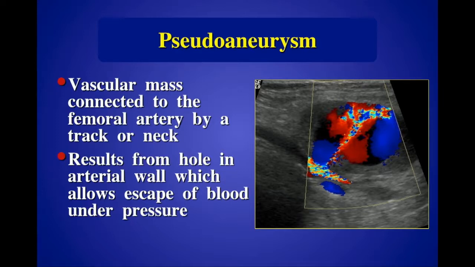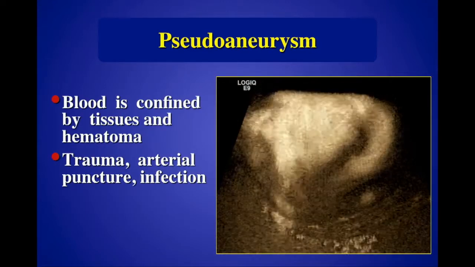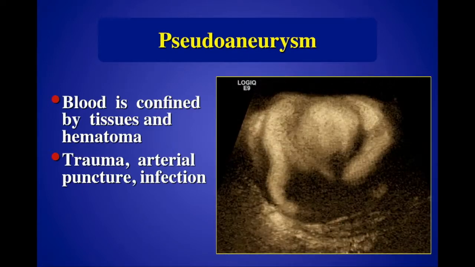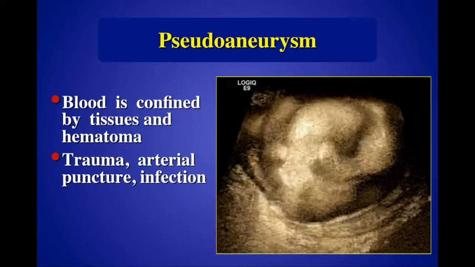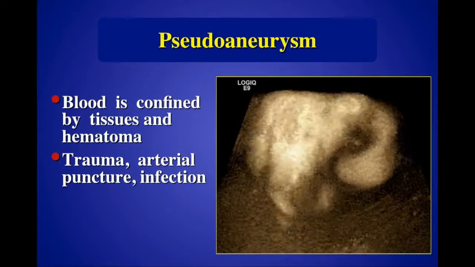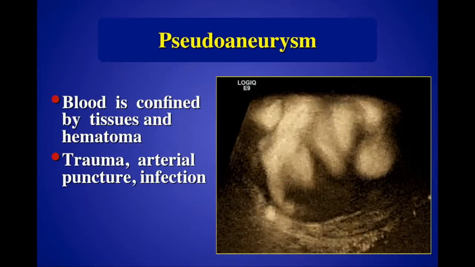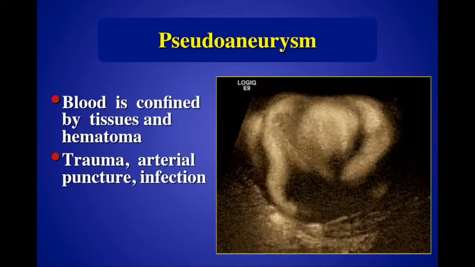Now, most of you have seen pseudoaneurysms. You recognize these as vascular masses connected to the underlying artery, usually the femoral artery after a femoral puncture, by a tract or a neck. This results from a hole in the wall from the procedure, which allows the escape of blood under pressure, which is then confined by the surrounding soft tissues and hematoma. This image was created by one of my sonographers. We love using B-flow. You really can see the hemodynamics of a lot of vascular abnormalities, and this shows the swirling that occurs inside the pseudoaneurysm cavity.